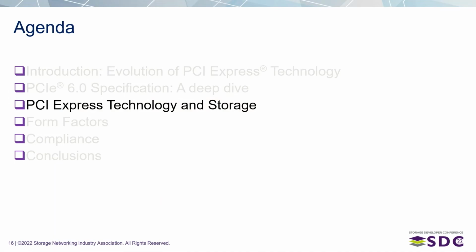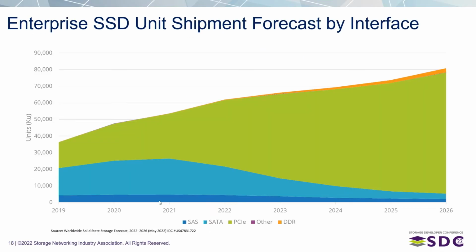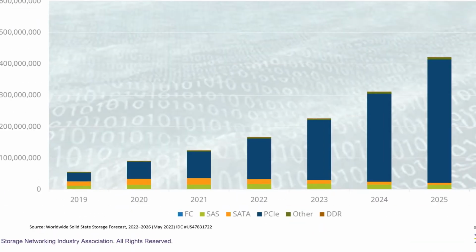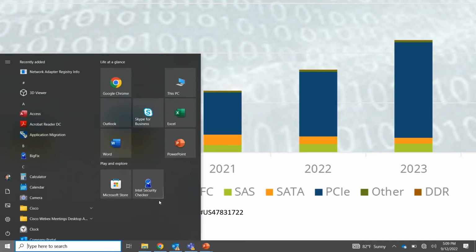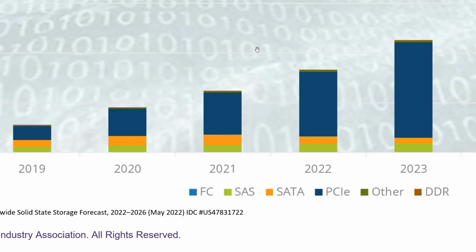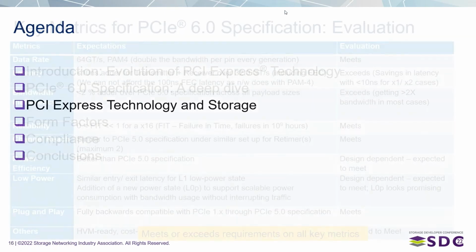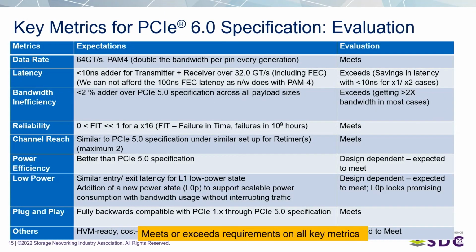So how well did we do compared to what we said, right? Data rate, of course, we met the data rate. Latency, we exceeded the expectations. There are a couple of cases where we didn't quite meet, but that's fine, that's reasonable. Bandwidth, again, we generally exceeded the expectation. Reliability is pretty good. Channel reach is the same.